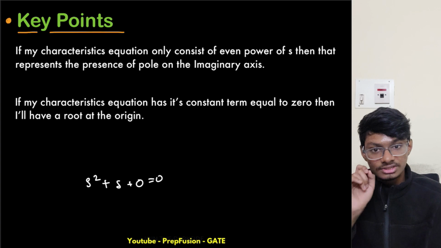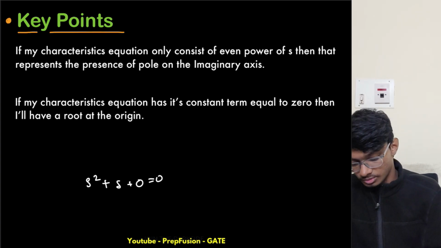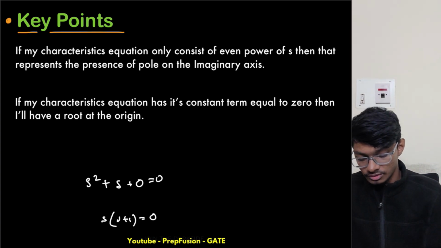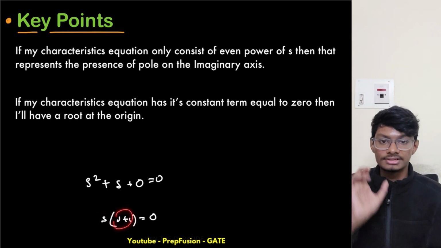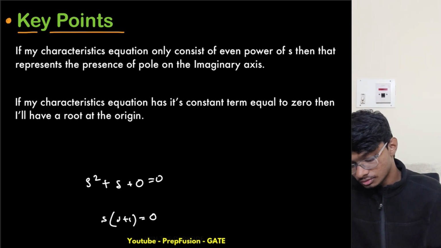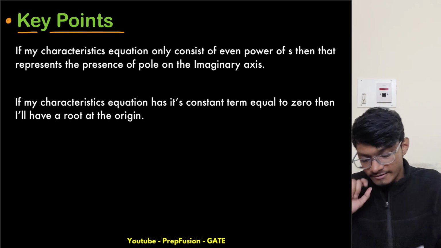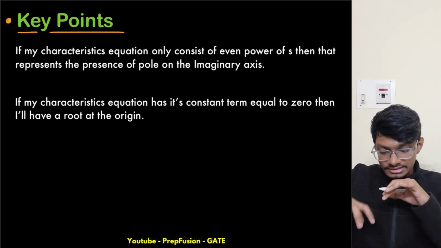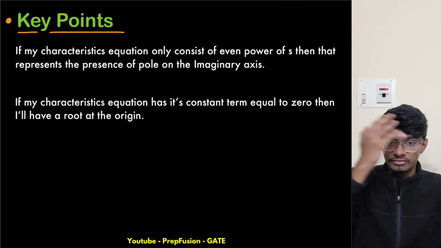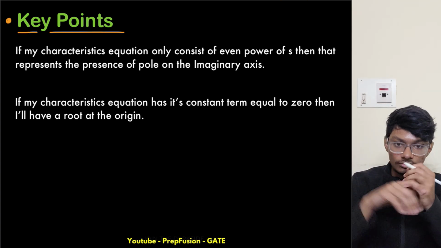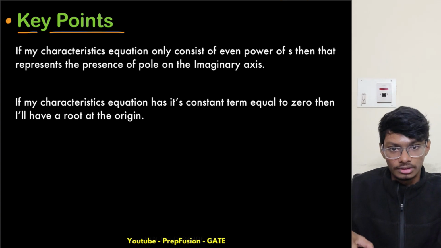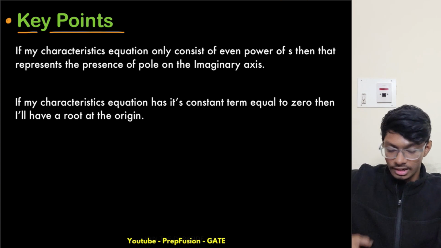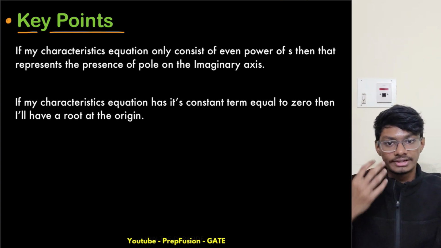So is 0 a root for this one? It is, right? Because if I take common s over here, it will be s into s plus 1 equals 0. So what is the one root? One root is s equals to 0, another root is s equals to minus 1. So from here we can understand, if my constant term is 0, then I will get a root at s equal to 0. So these things are important while solving in the Routh-Hurwitz table, right? That's why I am telling this from now only, later this will come in handy. So keep this in mind, and also I am doing examples so that this gets in your head, right?